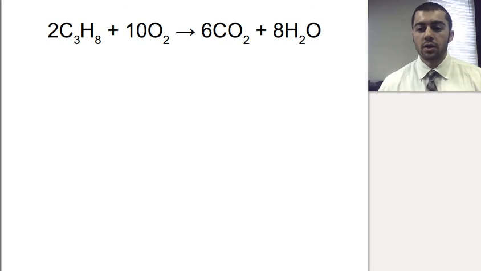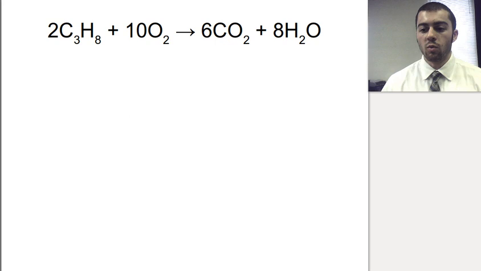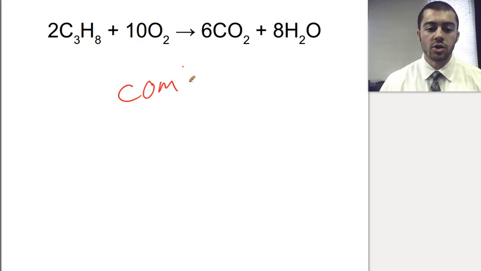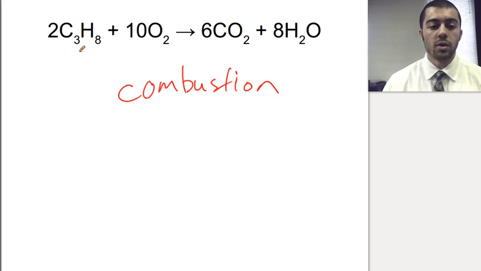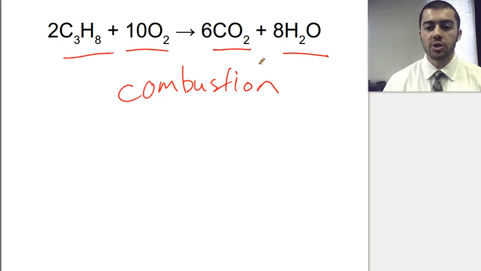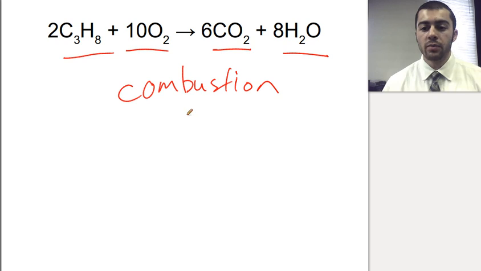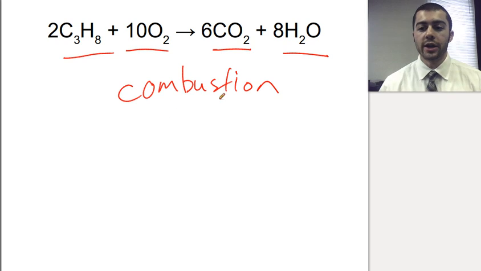Our last example here is C3H8 and oxygen making carbon dioxide and water. This should look familiar. This is the same format as before. Pause the video if you'd like to try this on your own and think for a minute, but this is going to be combustion. This is the general form we have for combustion: hydrocarbon plus oxygen makes carbon dioxide and water. So we have the four parts of combustion here. There's no replacing, there's no breaking up, there's no combining. This is going to be a combustion reaction.